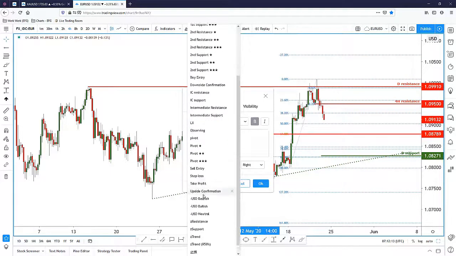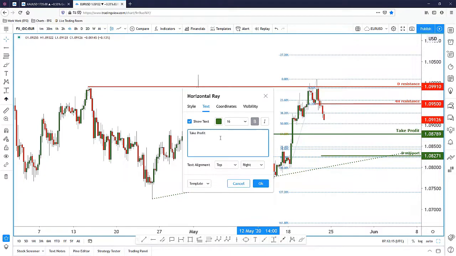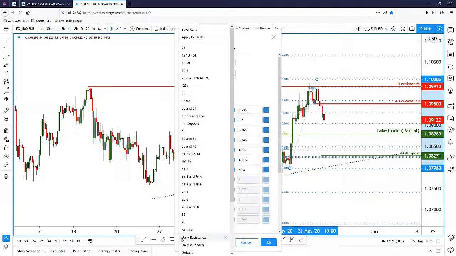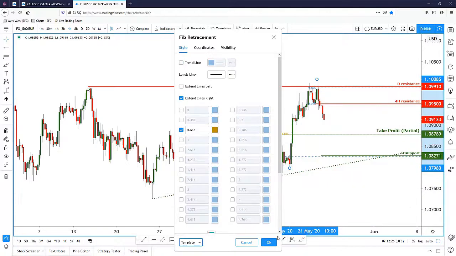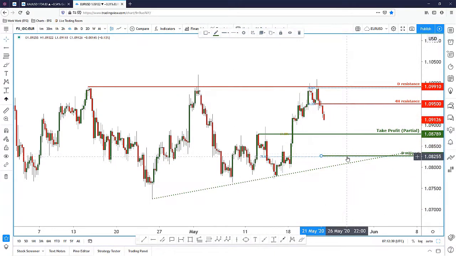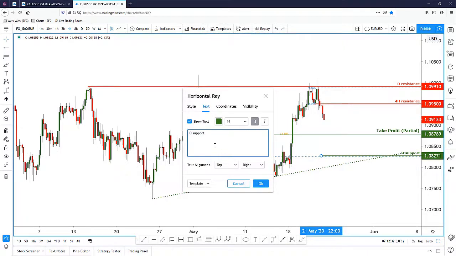Okay, and we can call this our take profit for partial. Right, this will be the partial take profit. Okay, so let me highlight the 61.8. Okay, and the daily support can be our take profit as well, but this will be the full take profit.